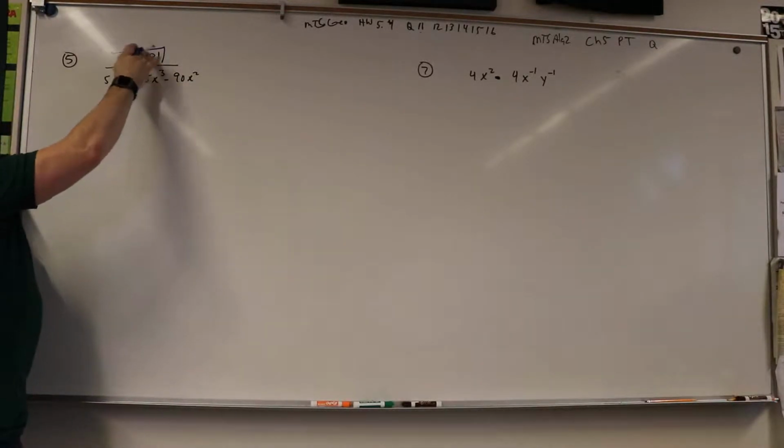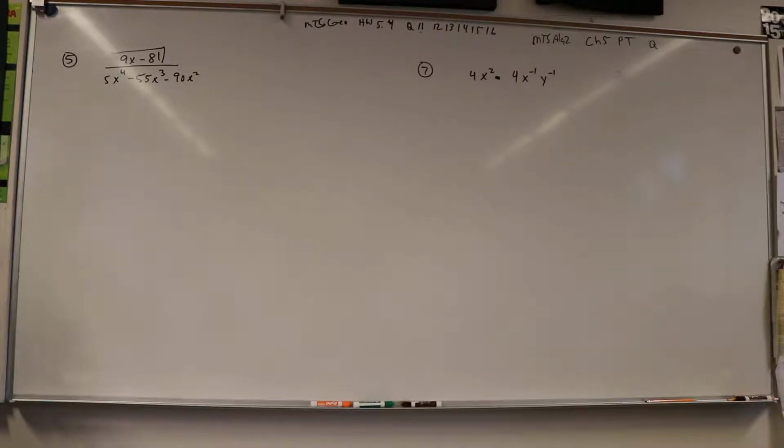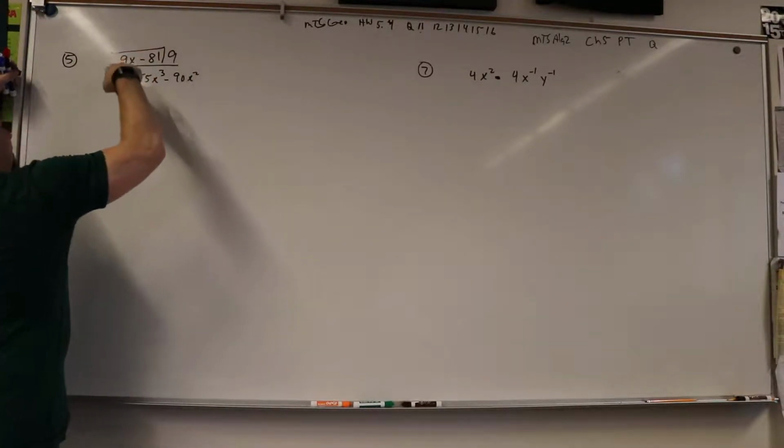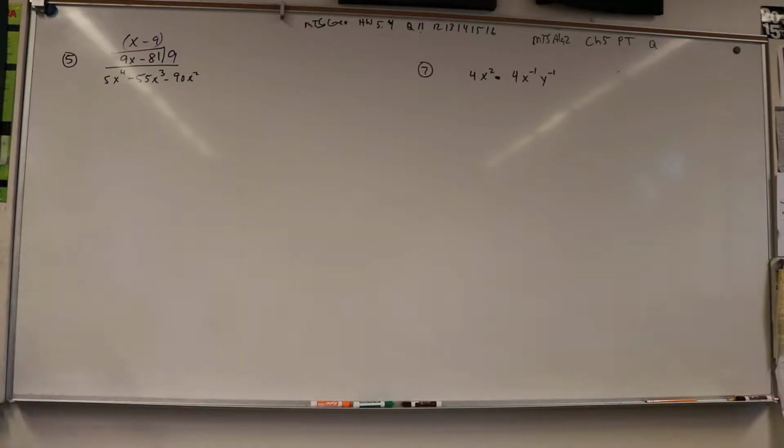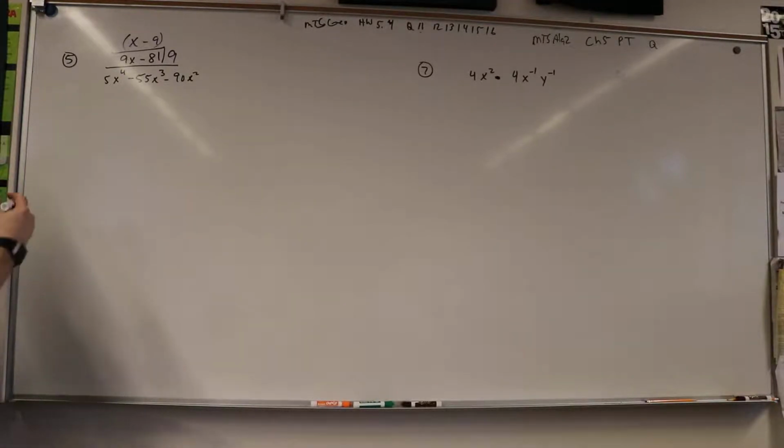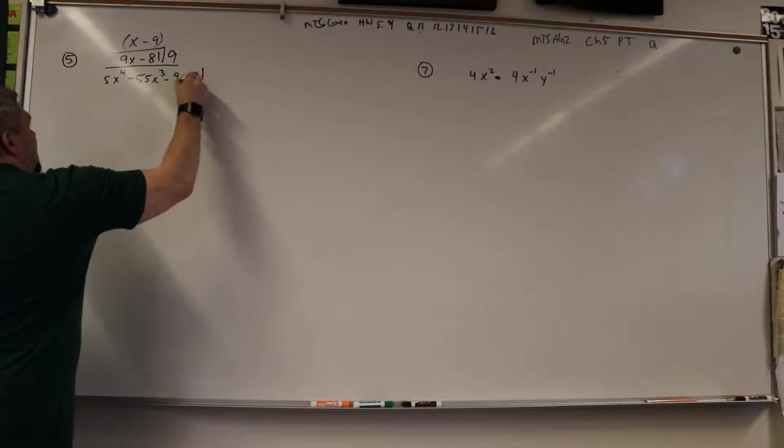So what goes into 9 and 81? 9. Okay, and it goes in there x and 9 times, right? And that's done. That's factored. Okay? So we move on to the bottom. We do the same thing.